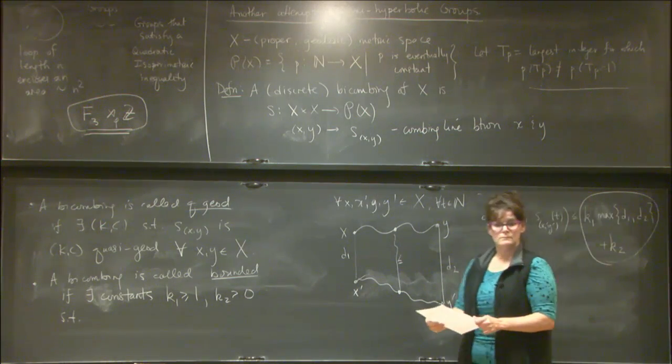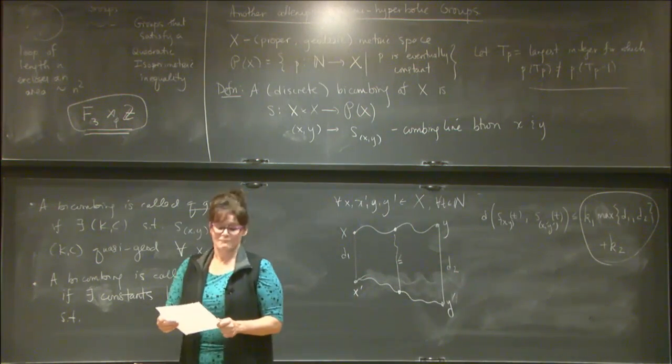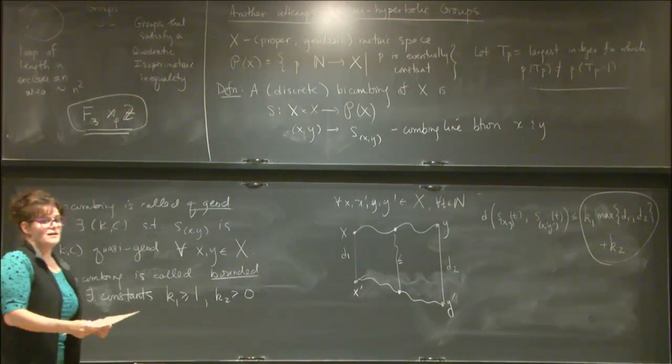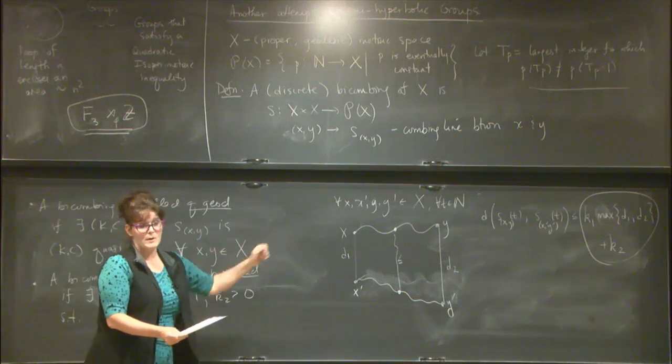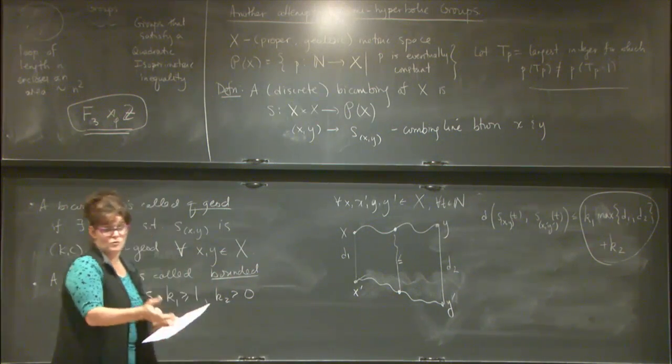Is this somewhat like a fellow traveling property? Yes, it is. Nice. In fact, biautomatic groups are this, whatever I'm calling this. In fact, I'll put up another equivalent condition in a minute that'll make you like it even better.